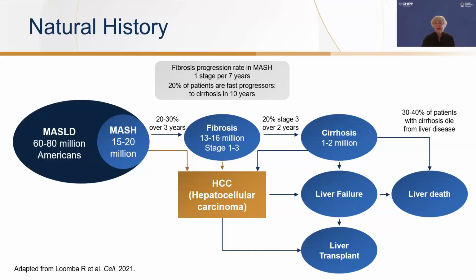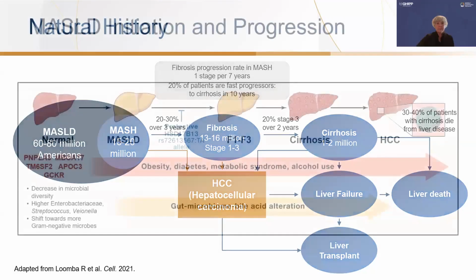Then we look way over on that right side and we see 30 to 40% of patients with cirrhosis die from liver disease. So always remember progression is variable, but that is one of the things that we are looking to really intervene with so that we can change that trajectory.